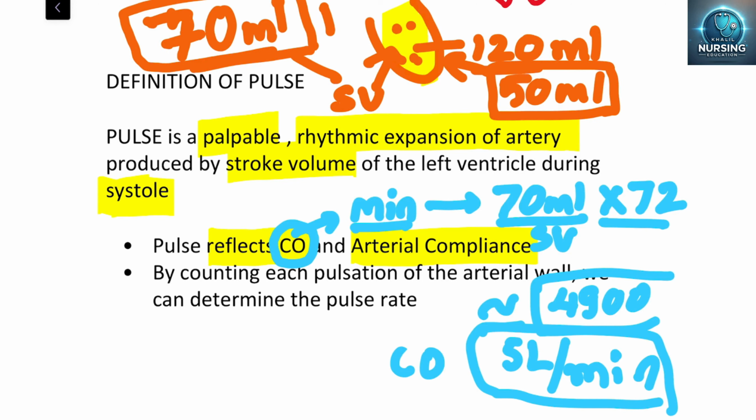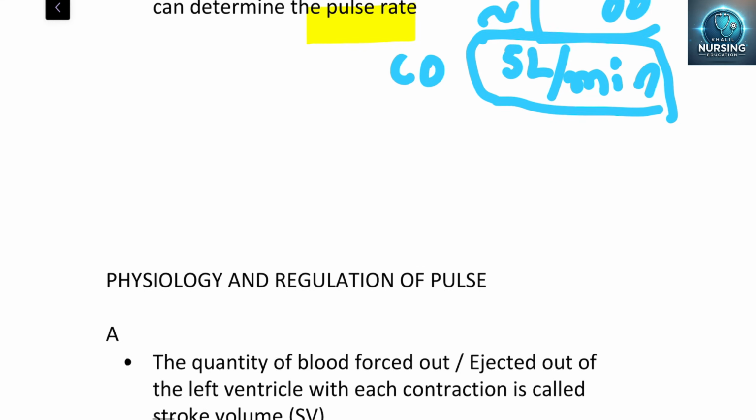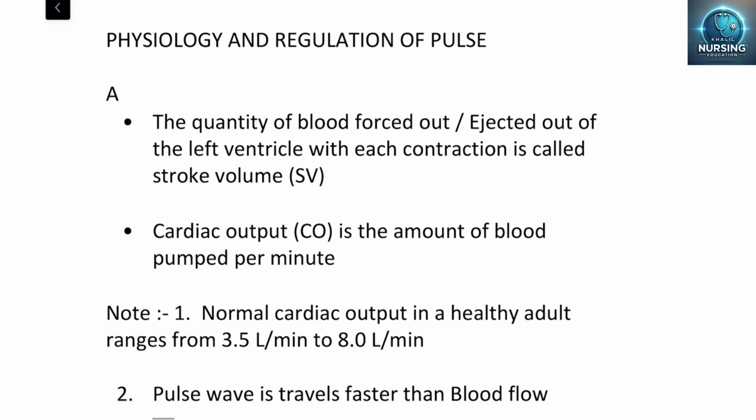Okay, next, by counting each pulsation of the arterial wall we can determine the pulse rate, as we know. Yes, by palpating it, we can understand the pulse rate, isn't it? Next, physiology and regulation of the pulse: how this pulse is created, what are all the physiological actions done by the brain and also by factors other than the brain.